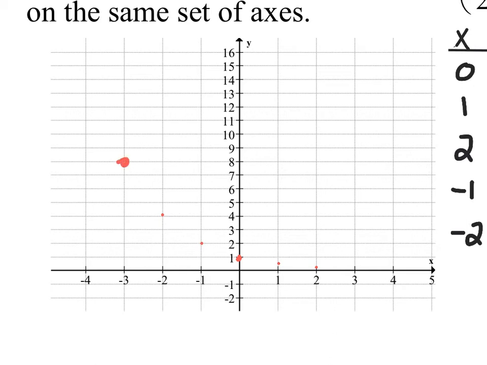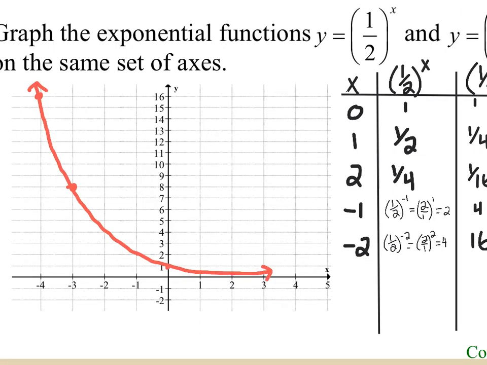And then we'll connect those with a nice smooth curve. And now we have a decreasing function that still has the same properties, same domain, same range, same anchor point, still 1 to 1. Similar idea goes for 1/4 to the x. I'll fill in the table quickly, and you can take a look and check your work.